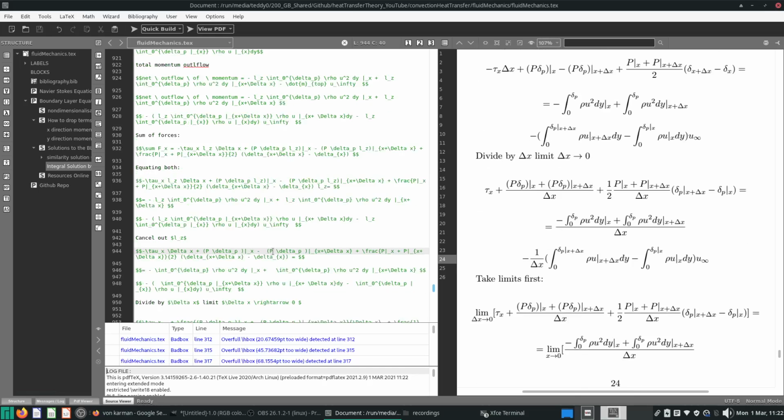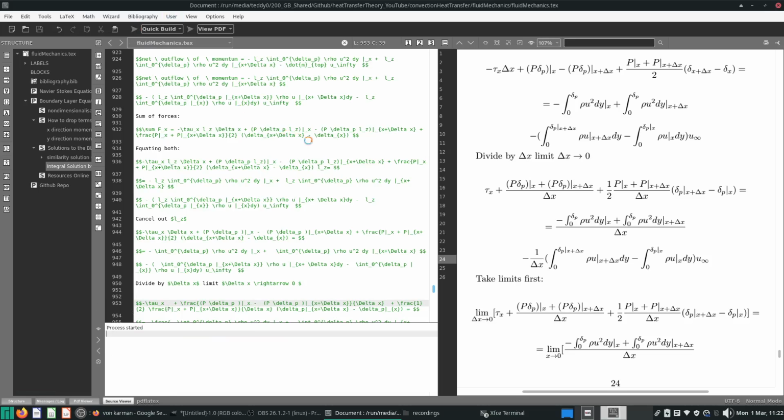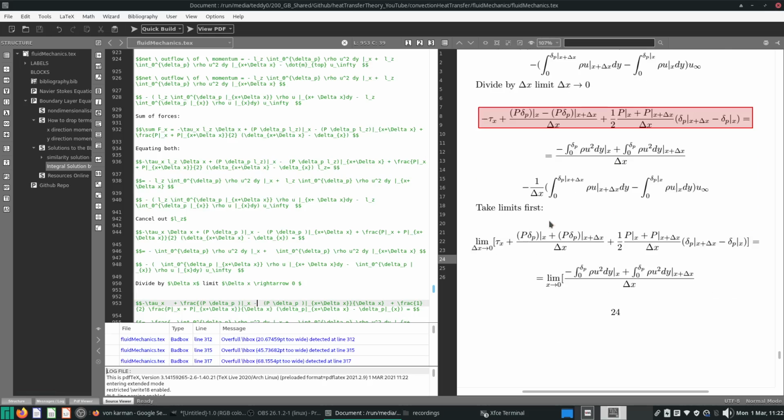Okay, so now that we have that, we can start putting this tau x here. Tau x will be minus, and this minus delta p here should also be a minus. So apologize for the careless mistake. Yeah. But let's keep continuing.